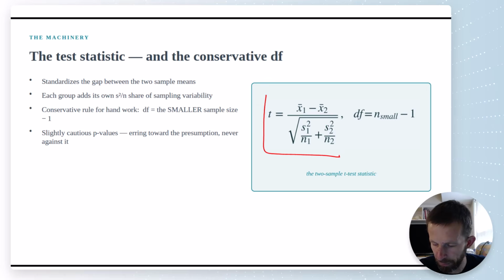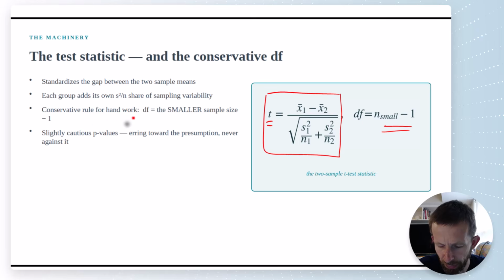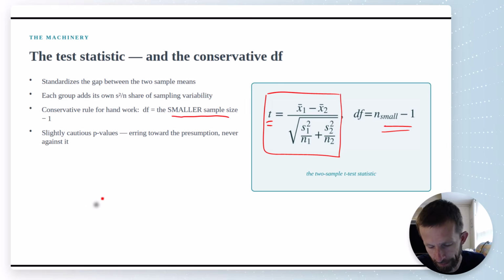So here is our formula for the test statistic. Remember, when we're working with a mean, we're going to be using a t-distribution with heavier tails. And the conservative rule for the degrees of freedom is you take the smaller size minus 1. So whichever sample size is smaller, you subtract 1.